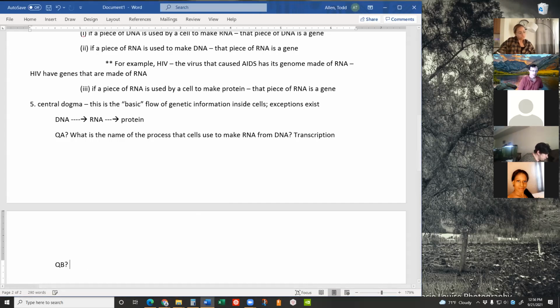Question B. So we've answered question A. What is the name of the process that cells use to make RNA from DNA? Transcription. Here's a question. Can transcription go in reverse? Can a cell take a piece of RNA and reverse transcribe it?